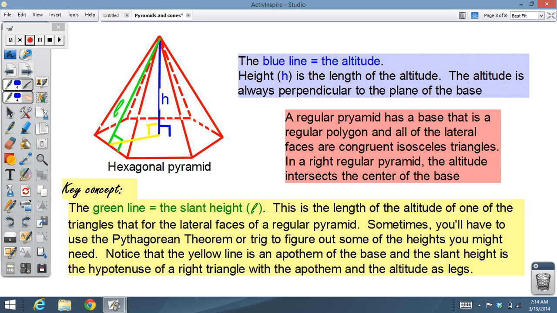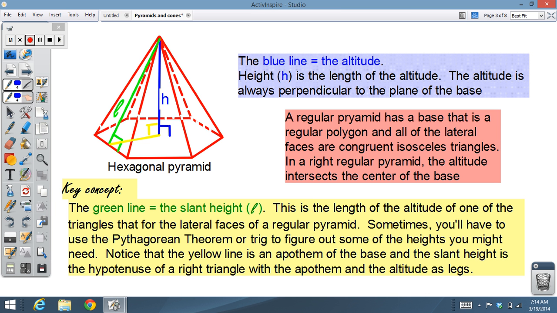Now important stuff to keep track of here. The blue line in the diagram represents the altitude, and the height, h, is the length of the altitude. Now, a regular pyramid is one that has a base that's a regular polygon. All of the lateral faces then are congruent isosceles triangles. And also in a regular pyramid, the altitude intersects the exact center of that base. So we have a hexagonal pyramid represented here, and the altitude in the blue line cuts down to the center of the hexagon.